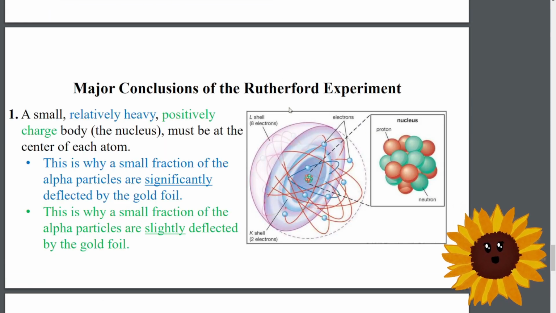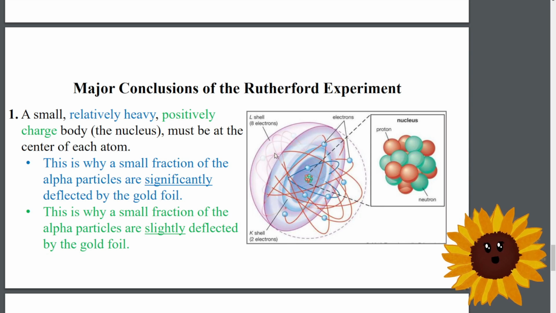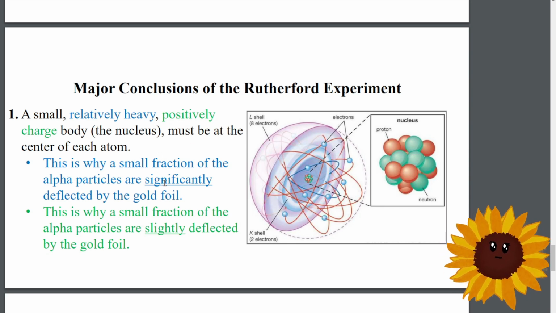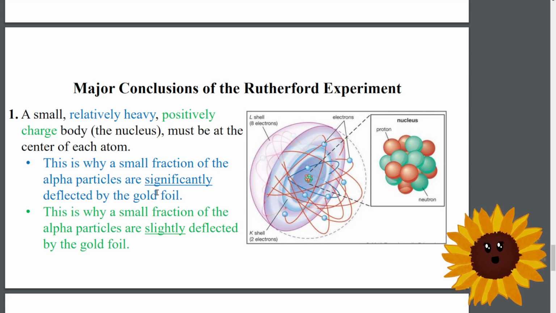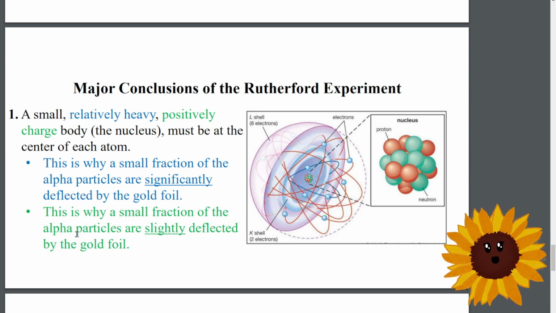So the major conclusions from this was that a small, relatively heavy, positively charged body, the nucleus, must be at the center of each atom. This is why a small fraction of the alpha particles are significantly deflected by the gold foil. They were deflected by those gold atoms.